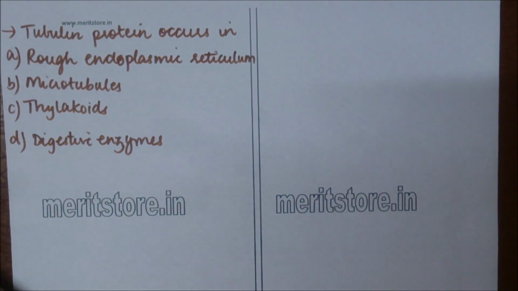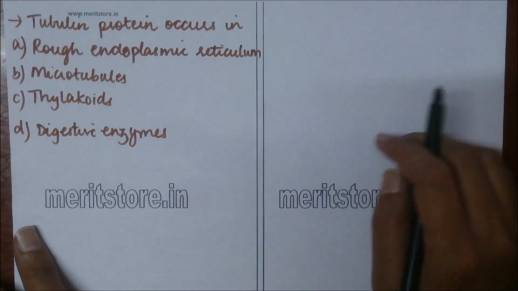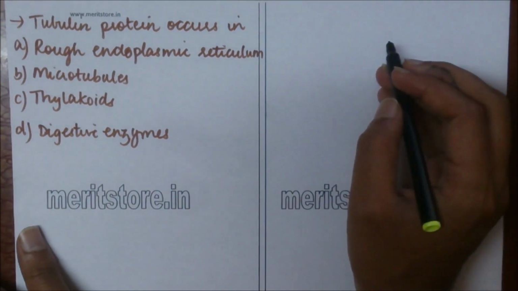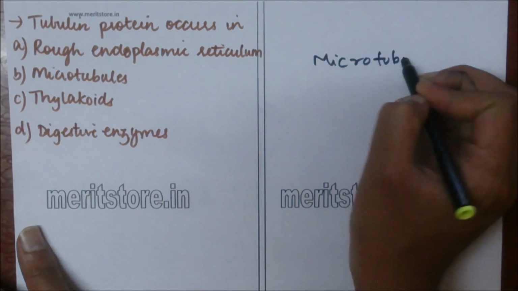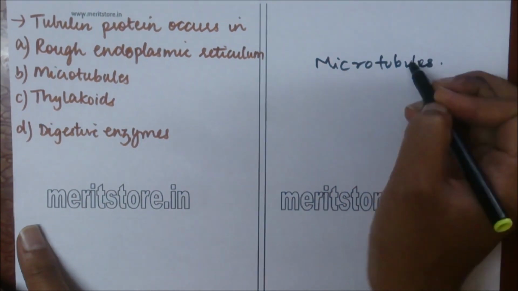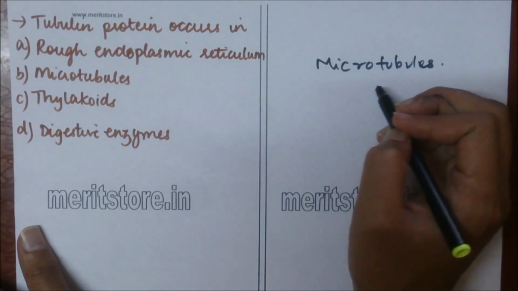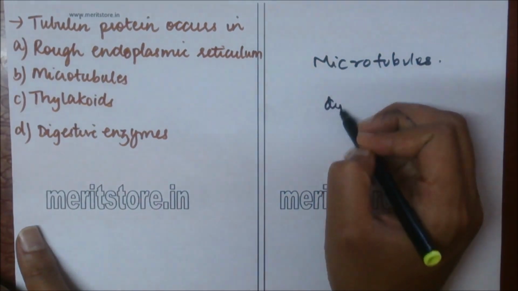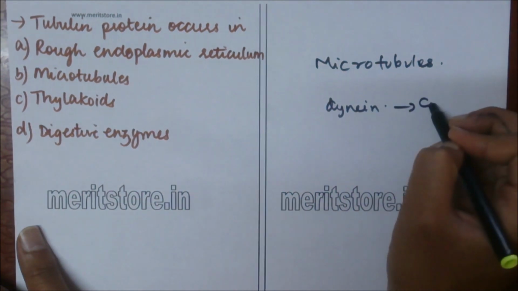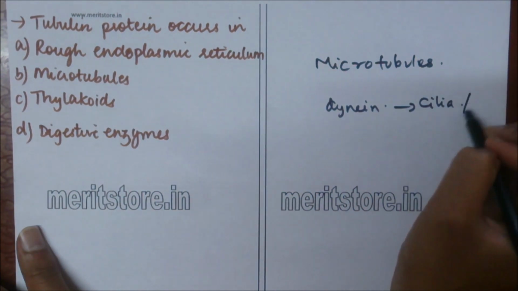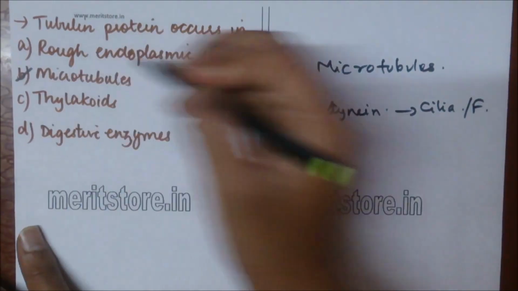Tubulin protein occurs in A. rough endoplasmic reticulum, B. microtubules, C. thylakoid, D. digestive enzymes. Tubulin is the structural protein that helps in mechanical support found in microtubules. One more protein called dynein is also present in microtubules like cilia and flagella. So option B is the correct answer.